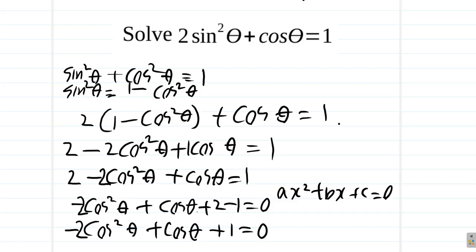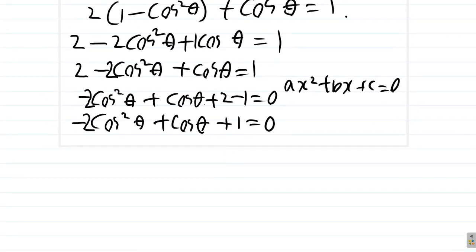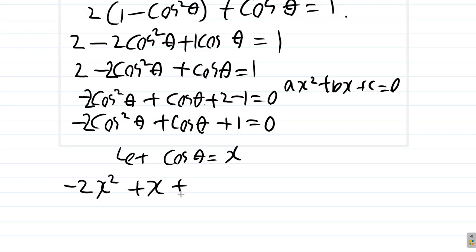Now, you could very well work with the negative 2 and so on, but you could change the first term to positive to make it look less confusing. But before you do that, suppose you let cos theta be equal to x, and what you get is negative 2x squared plus x plus 1 equals 0. Now, let us change the first part.